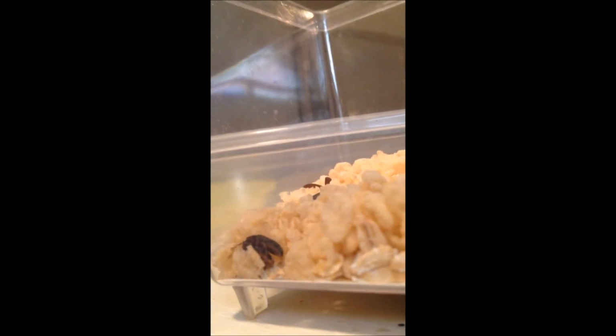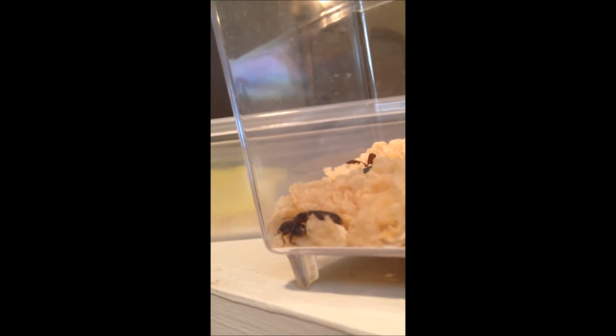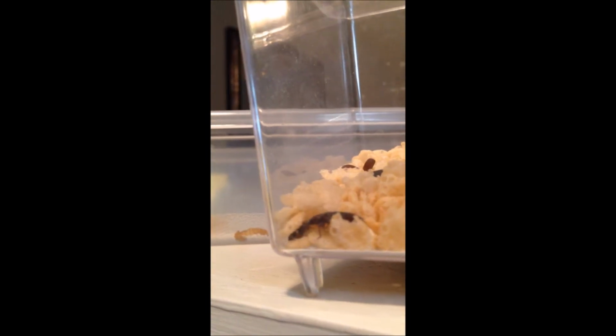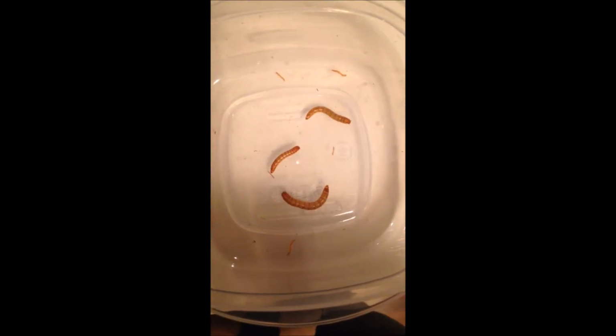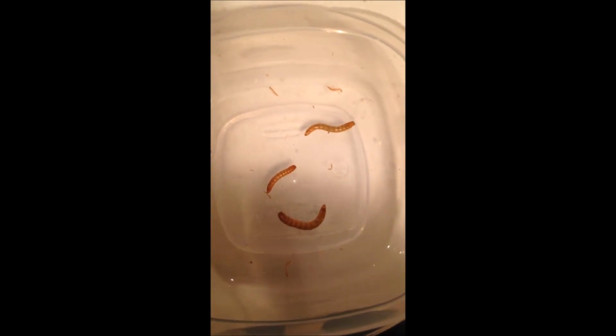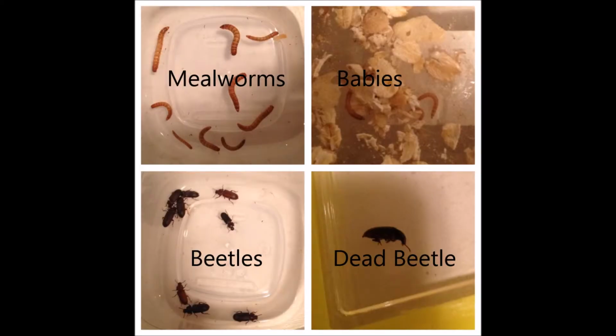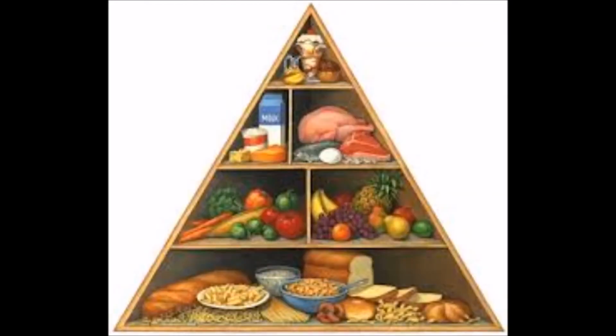A few days after mating, the female burrows and lays eggs. She lays about 300 eggs, and the life cycle repeats. Here you can see younger larvae that have hatched from an egg compared to the older larvae, which are larger. We have collected data for weeks 1 through 6 on the number of alive and dead mealworms and beetles that were present. We currently have 9 mealworms and many babies, 9 alive beetles, and 1 dead beetle.